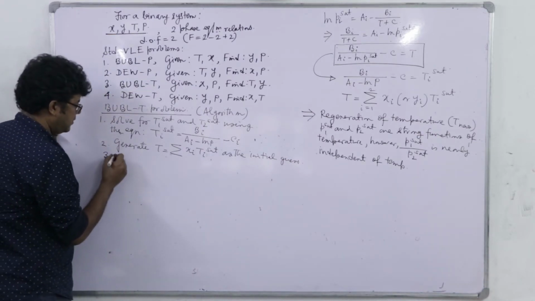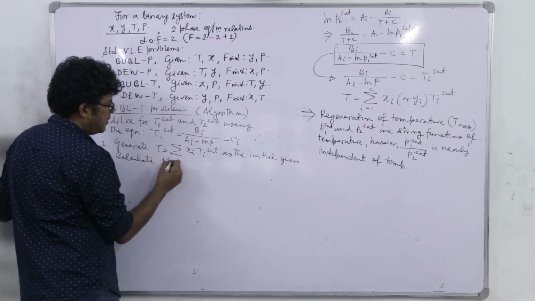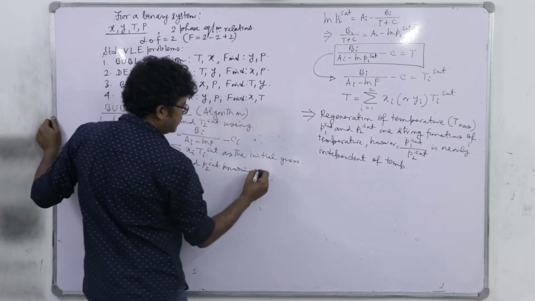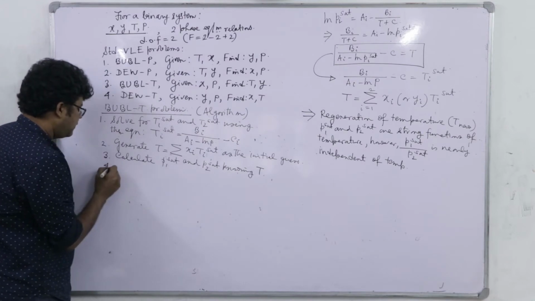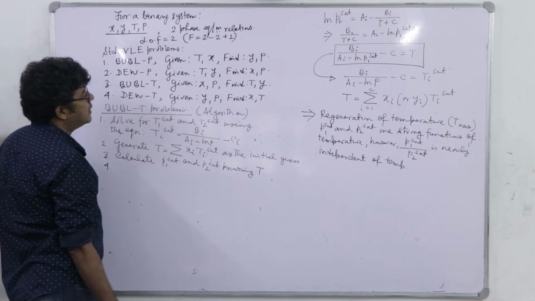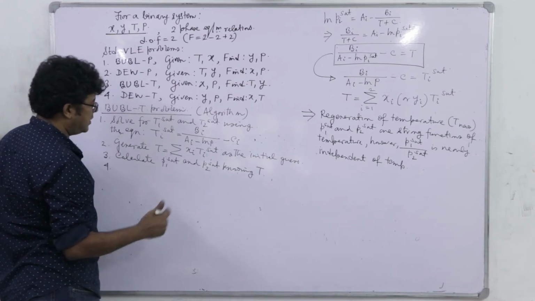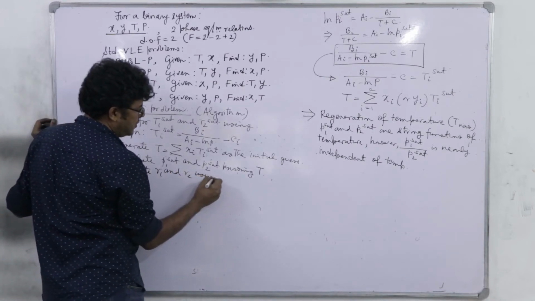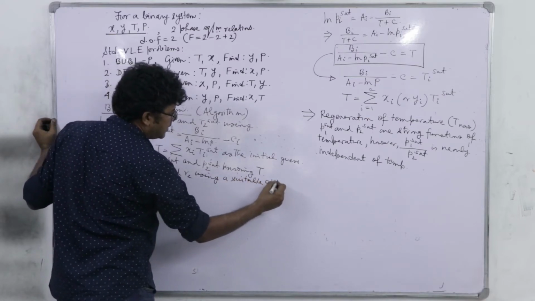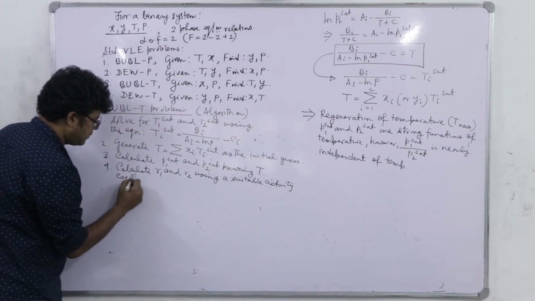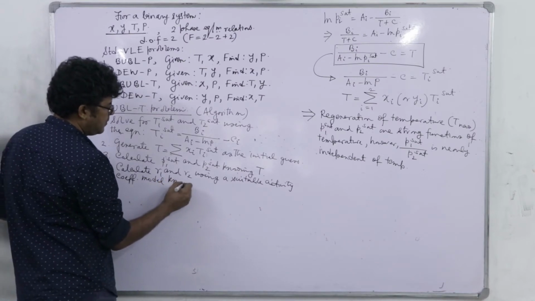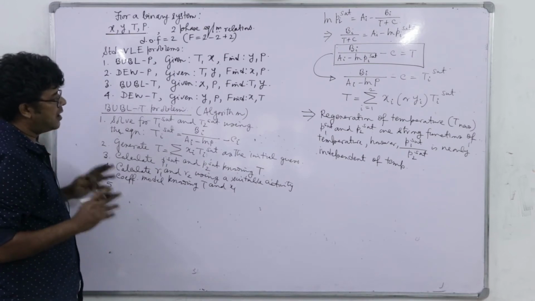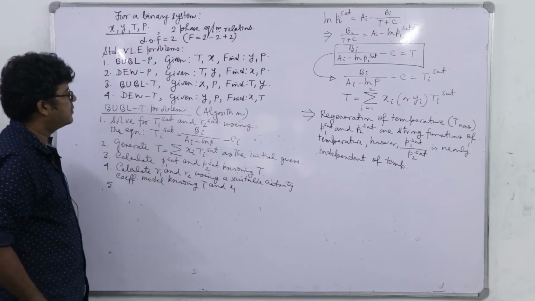Number 3: calculate P1 sat and P2 sat knowing T. Number 4: as we know X, we can also calculate gamma 1 and gamma 2 using a suitable activity coefficient model, knowing T and X1. So gamma 1 and gamma 2 have been solved, we know the temperature, we know the saturation pressure, right?